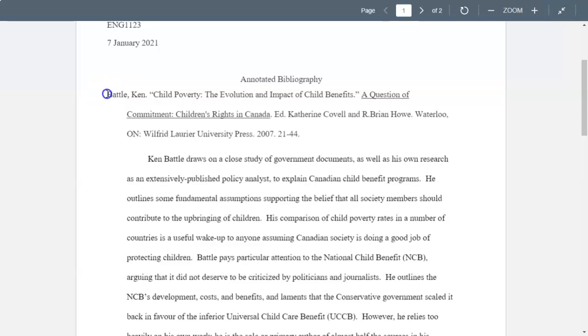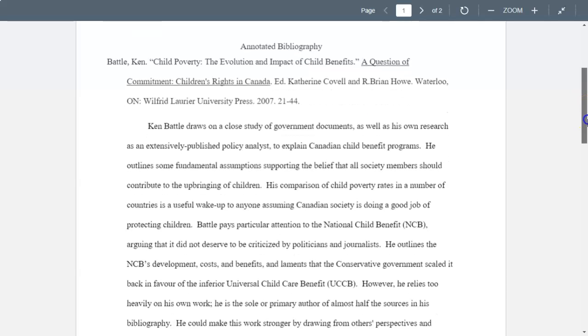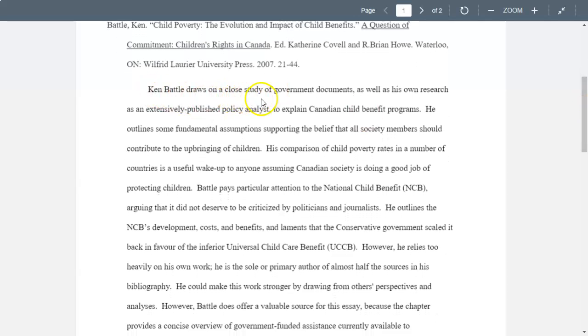This annotated bibliography is on this particular article. So let's see. Ken Battle draws on a close study of government documents as well as his own research as an extensively published policy analyst. So Ken Battle is a policy analyst. There's his credibility right there. He draws on several government documents and research to explain this idea about Canadian child benefit programs. So Ken Battle is qualified to write about this topic.